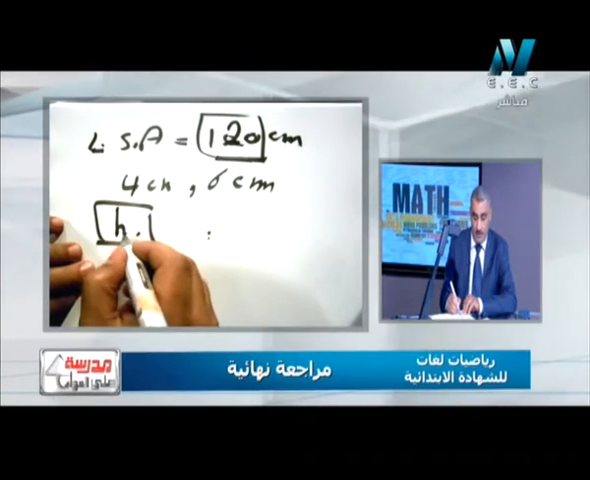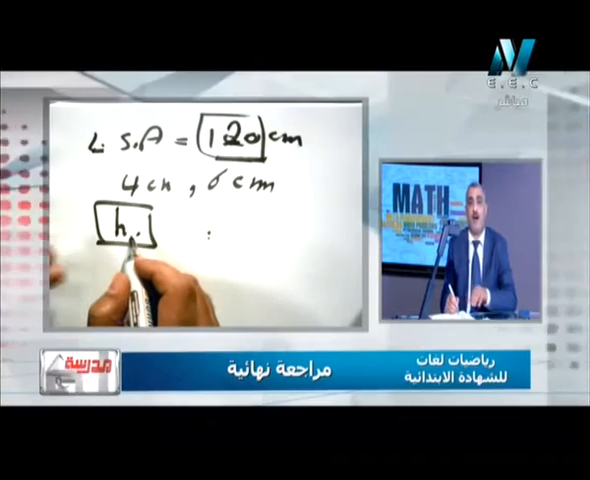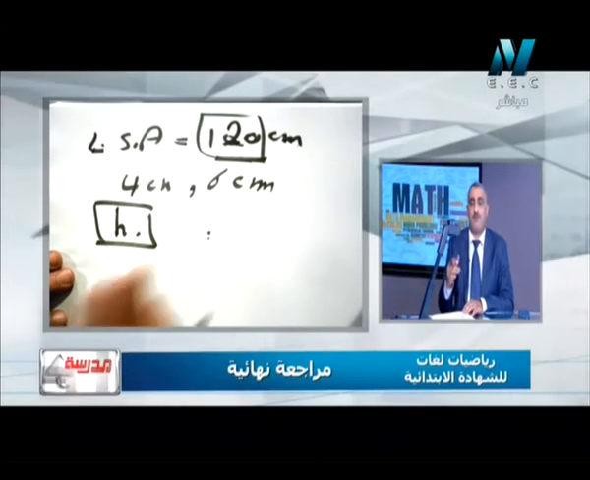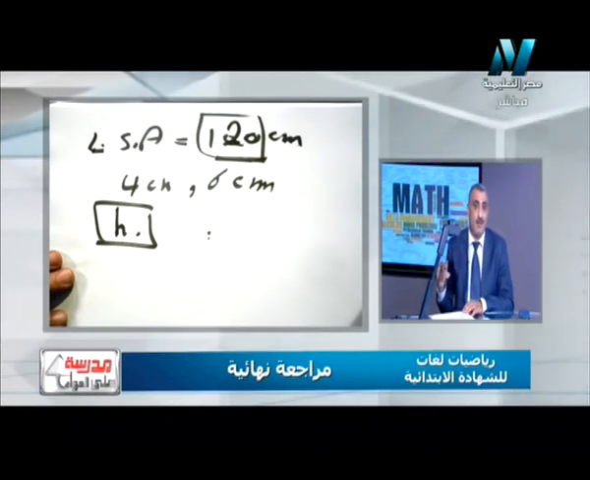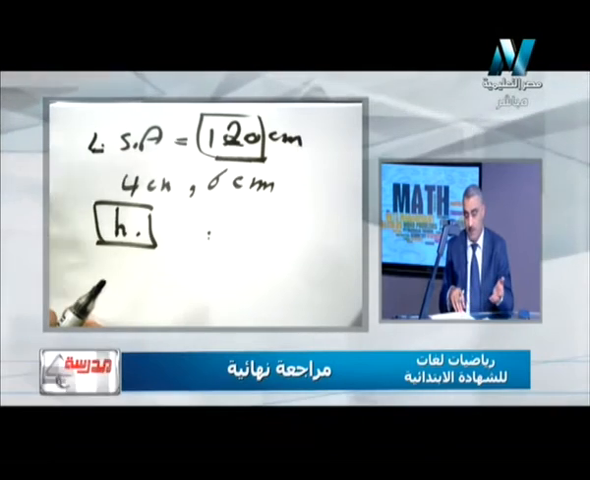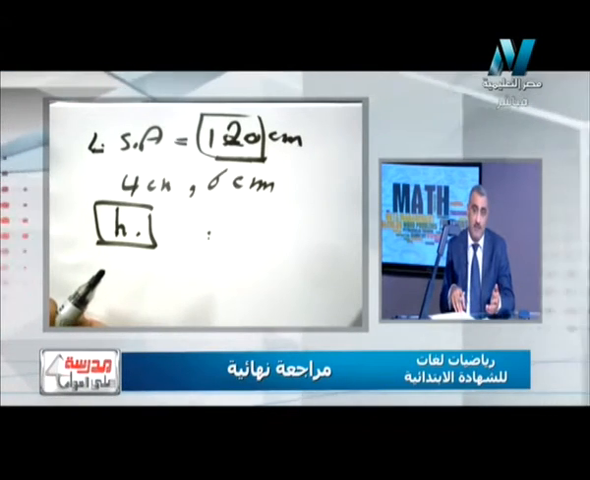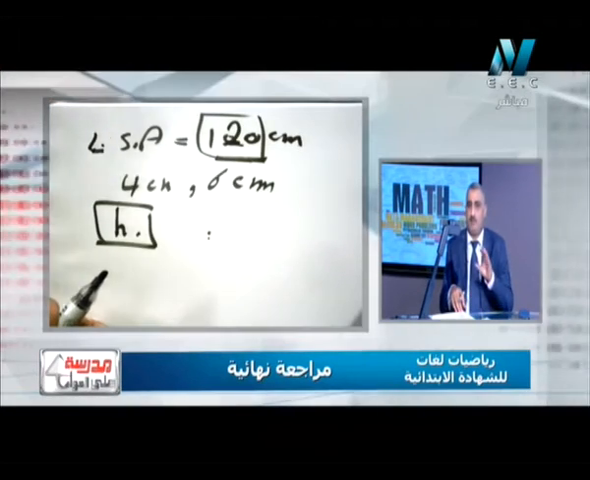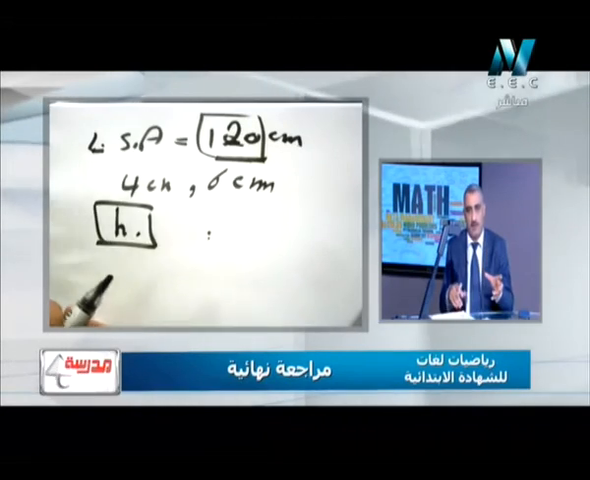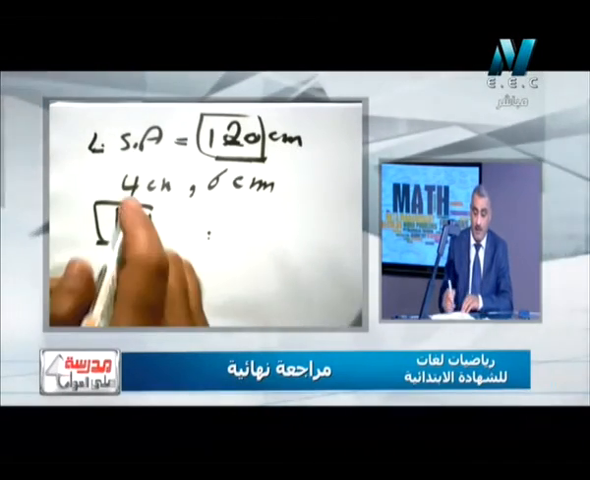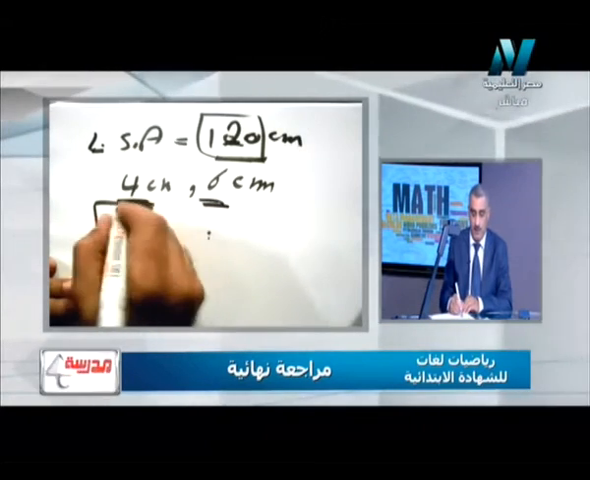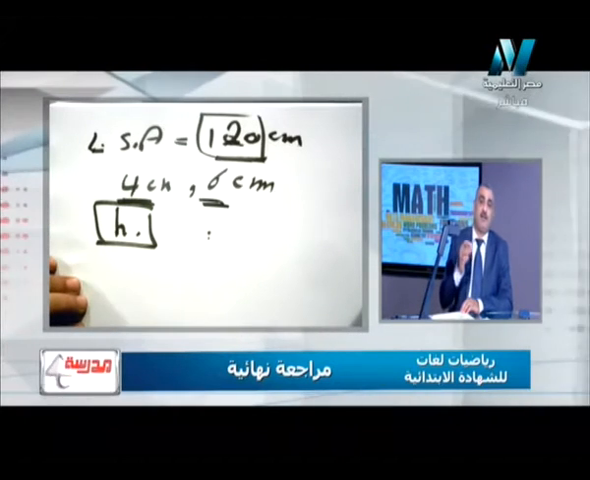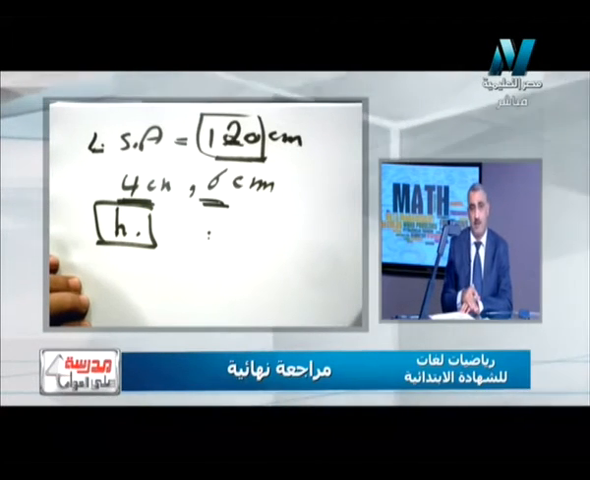But we don't have the height of the cuboid. How can we find the height? To find the height we have to divide the lateral surface area by the perimeter of base. But we don't know the perimeter of base. The base in this case is a rectangle. How can we find the perimeter of a rectangle? Again, 2 brackets, length plus width. We have the length 6 centimeters and the width 4 centimeters. It's too easy to get the perimeter of base. After that, we can divide the lateral surface area by the perimeter of base to get the height.